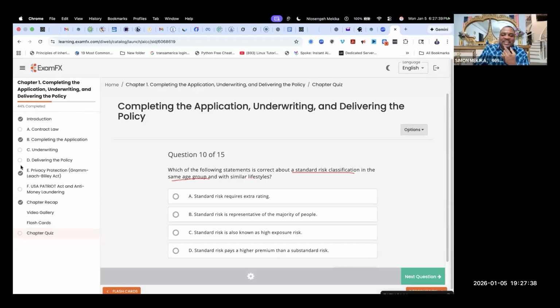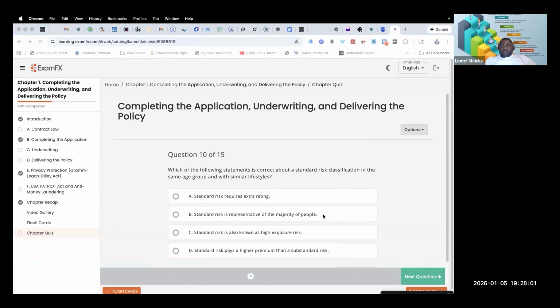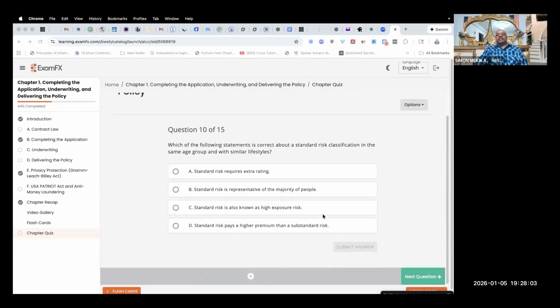Okay, hold on. Let's take it back again and make sure that we are on the right answer. Which of the following statements is correct about a standard risk classification in the same age group and with similar lifestyle? Great, that's good. This is a good exercise that Lionel just did. Whenever you see that something is confusing, please go back and just read the question again.